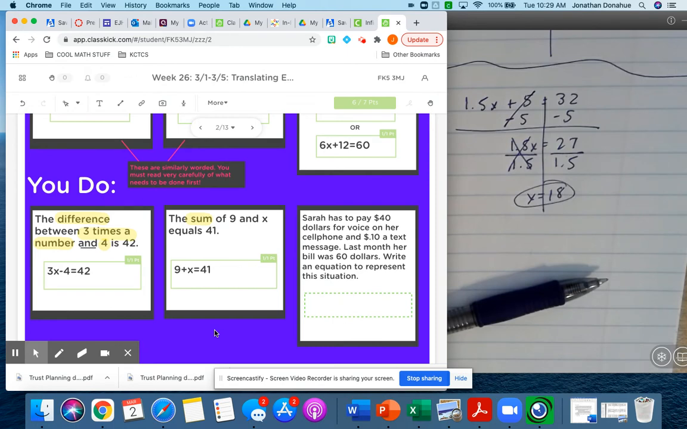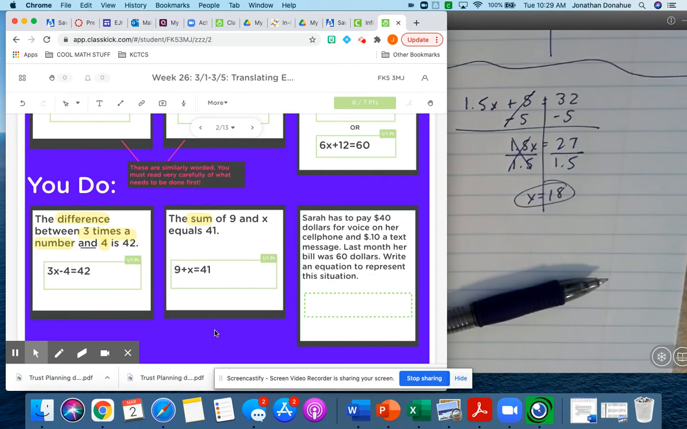The last one, I think the key to this one is if you're repeating something, it's likely to have a variable, because you're going to have to multiply it by however many we have. And if we don't know what that is, we're going to multiply that by x. So in this situation, let's read this. It says Sarah has to pay $40 for voice on her cell phone and 10 cents a text message. Last month, her bill was $60. Write an equation.